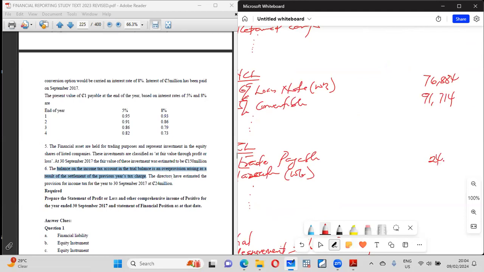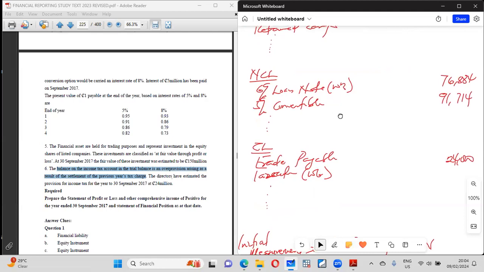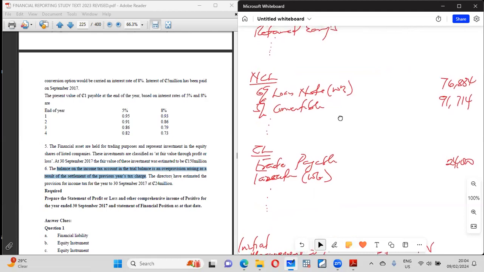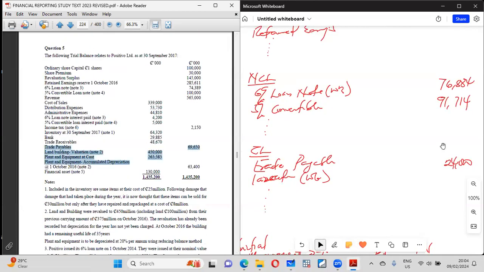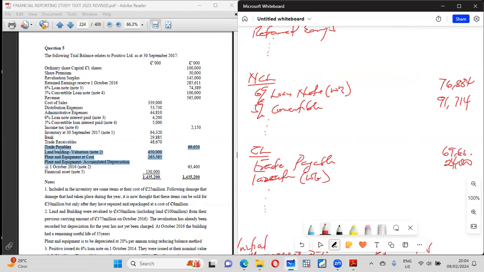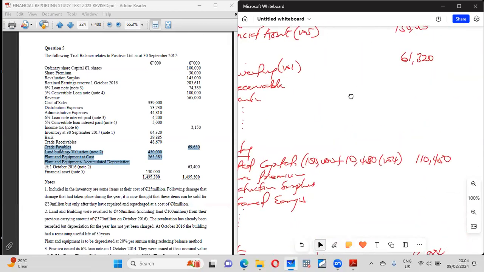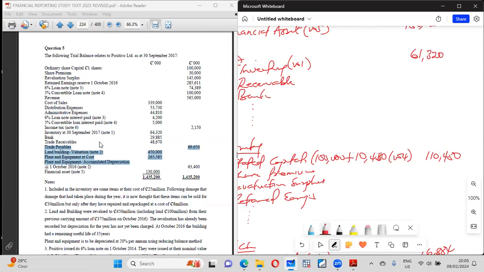So 24,000. You see, right now, even before I continue, I know that nothing is said about trade payable. So I can come and copy my trade payable and paste, which is 69,650. I can just paste it. I could also see that nothing affected my trade receivables. So that one too is how much? 48,670. Then nothing was said about my bank. So that one too is 29,885.